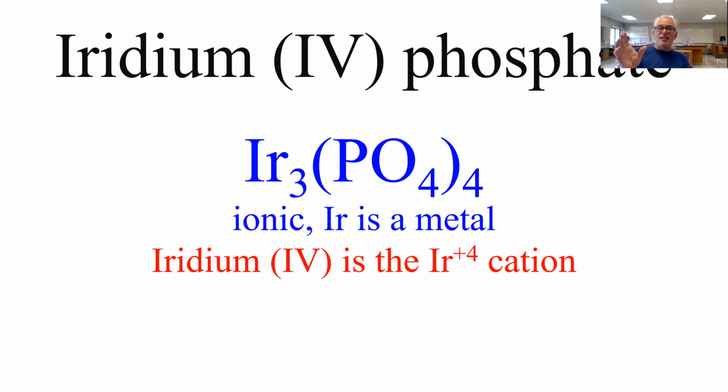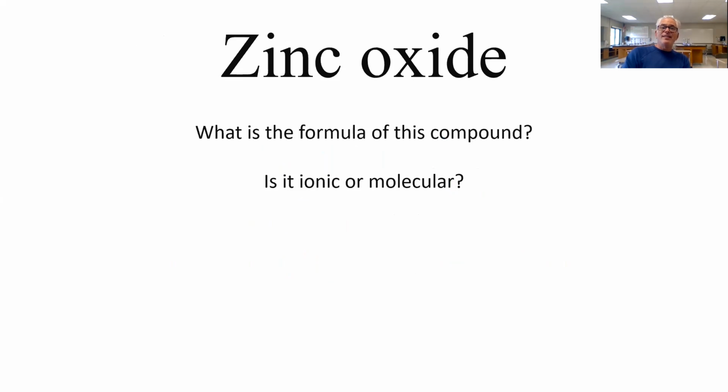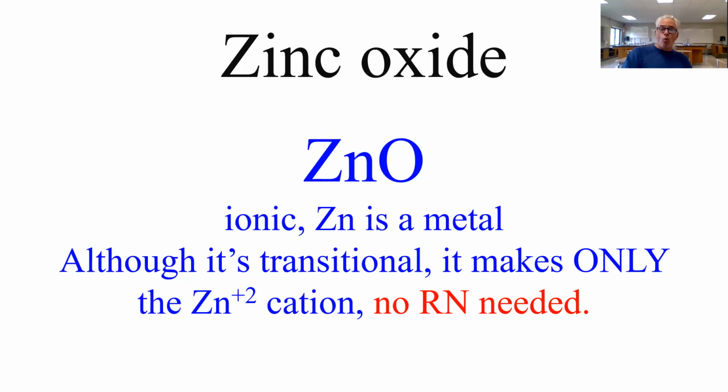Ir3, and then in parentheses, you got to have 4 phosphates. You need 3 iridiums and 4 phosphates. Zinc oxide, put your finger in box 30. Zinc makes a +2 ion. Oxygen makes a -2. Zinc only makes 1 cation. Even though it's transitional, it's only going to make 1 kind of cation. So this ionic compound is just ZnO.